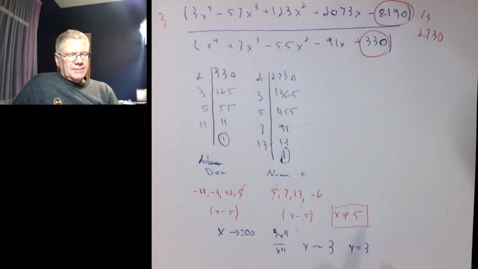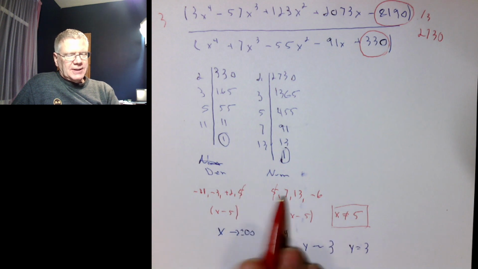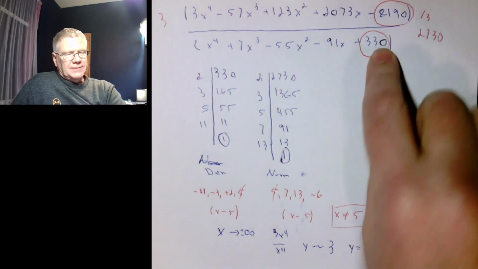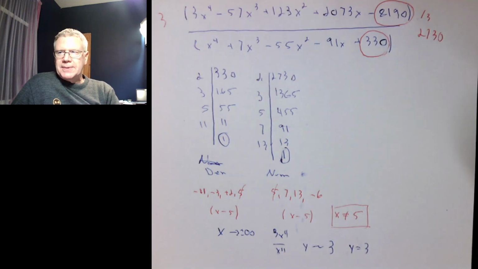And I remember I canceled a 5. I noticed that I had a 5 in both places. And then I put in 0. So I calculated f of 0, which is just this divided by this, and that gave me another point.